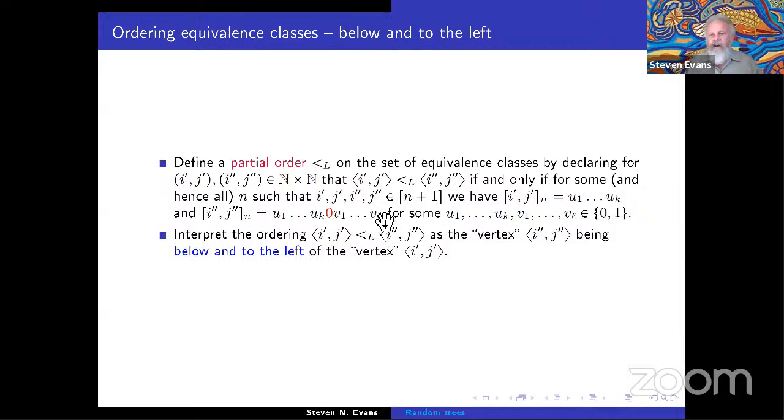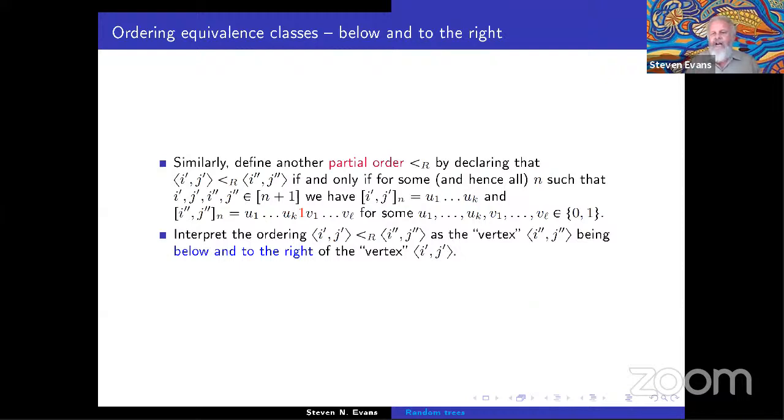And as I said, we interpret this ordering as this vertex here being below and to the left of this vertex here. And it requires some thought to see that this partial order is actually well-defined. It doesn't depend on the representatives of the equivalence class or the choice of n here. Okay, you can define a partial order below and to the right in exactly the same way.